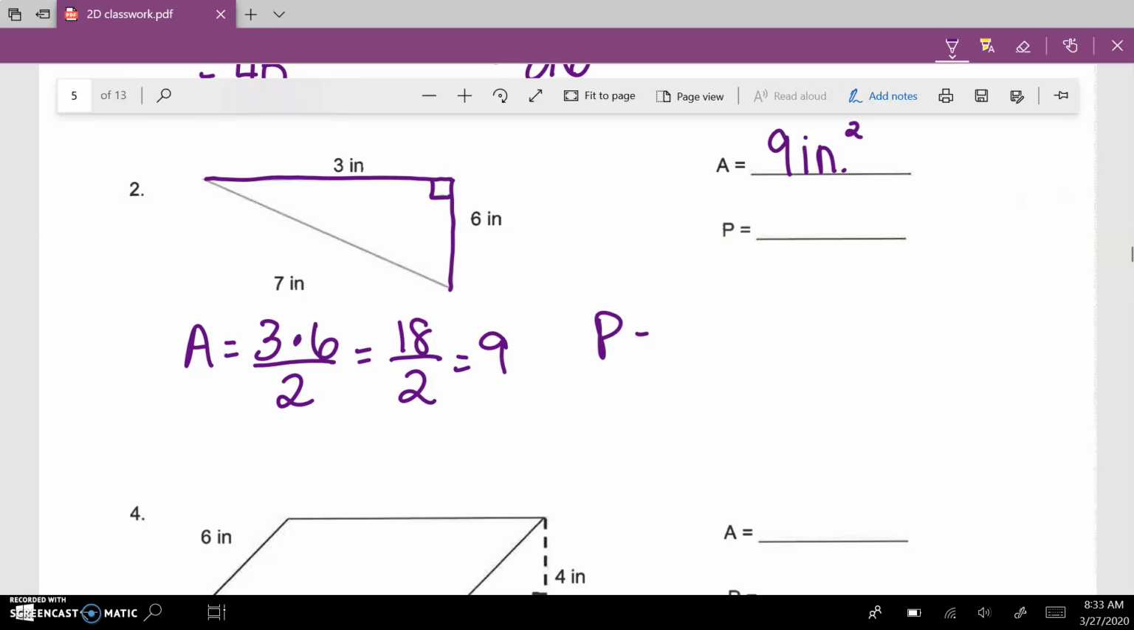Okay, and then for the perimeter, you just add up the 3 sides, so 3 plus 6 plus 7, which would give us 16, and this would just be 16 inches.